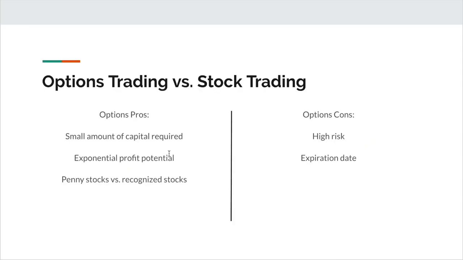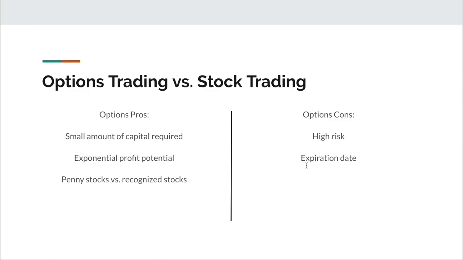Now, let's compare a little bit more of options trading versus stock trading. Some options pros: it is a small amount of capital that's required, an exponential profit potential, and penny stocks versus recognized stocks. We'll get into this in a little bit. Option cons: it's high risk because of that expiration date. That means you're risking a lot of money sometimes because that expiration date is starting to approach and the stock hasn't swung in your direction.